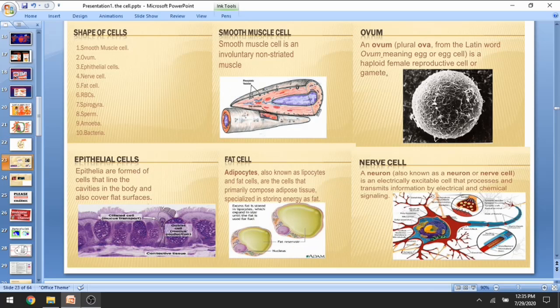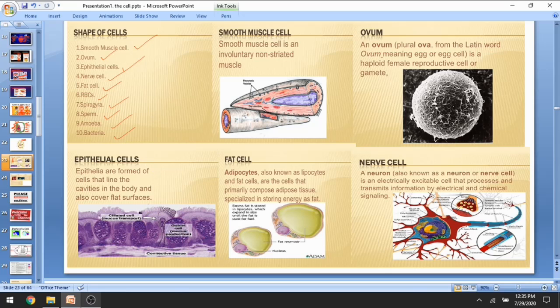Now if we talk about the shape of the cells, as per their shape they are categorized into different categories. They are smooth muscle cells, ovum, epithelial cells, nerve cells, fat cells, RBCs, spirogyra, sperm, amoeba, bacteria. These are different types of cells with different shapes. Let us talk about these.